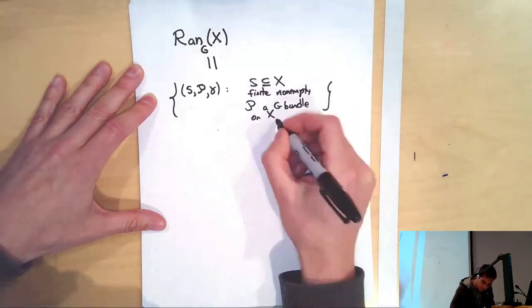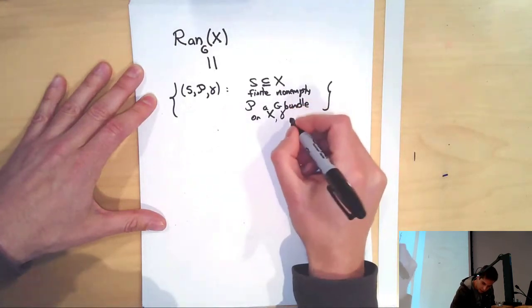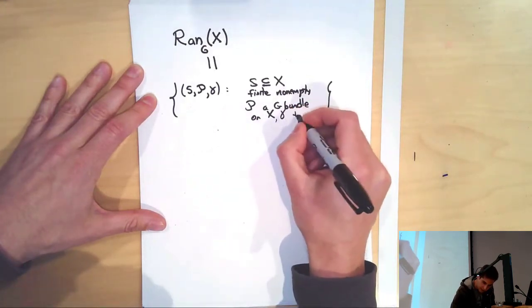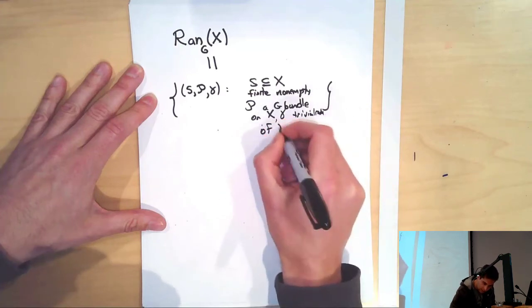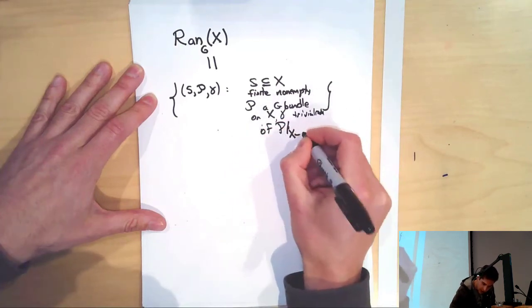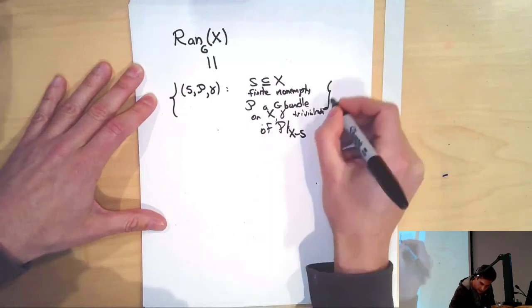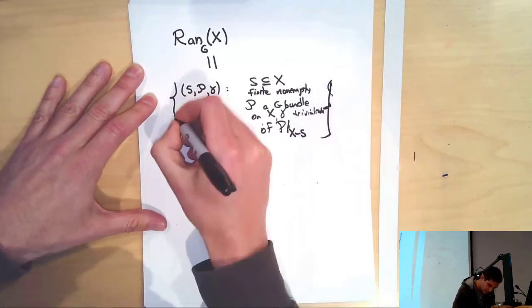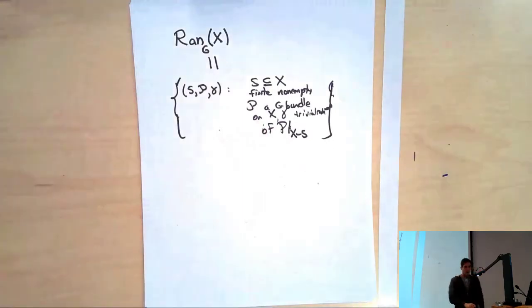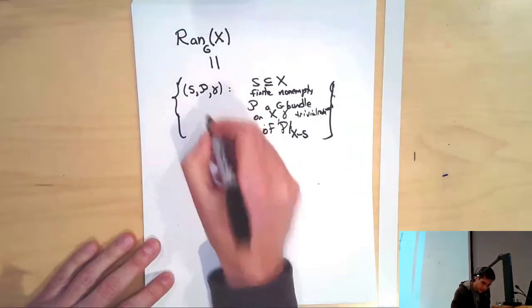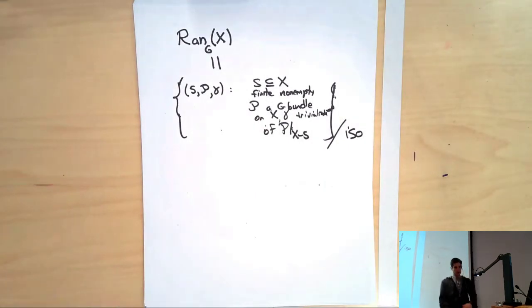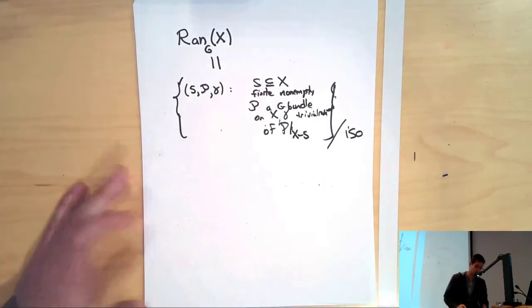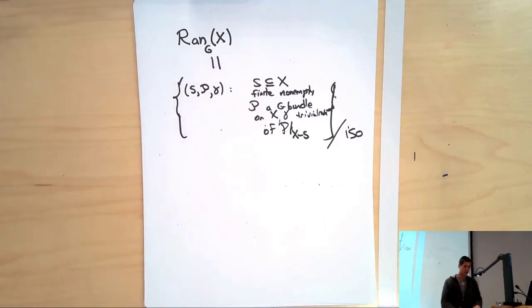And gamma is a trivialization of P restricted to the complement of this finite set S. So I did not make these brackets big enough. And, well, strictly speaking, I should say I take this up to isomorphism. So let me be a little bit more precise. What sort of object is Ron GX?